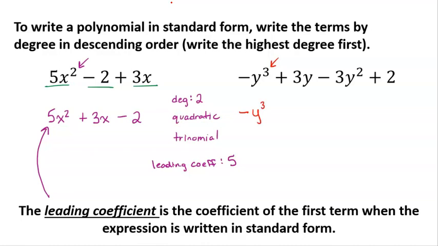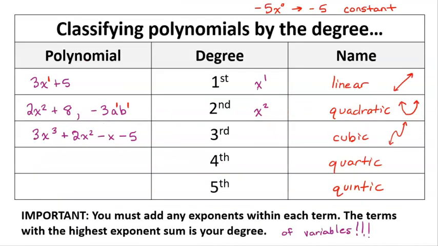And notice that my 3y squared, that would be my second highest, has that negative in front. I want to make sure that my signs out in front of my terms are remaining the same. Then I have plus 3y. And then remember, those constants are always going to be last because they have a degree of 0. And now let's talk about degree. So degree is going to be 3. And then if we go back, our third degree is going to be cubic.